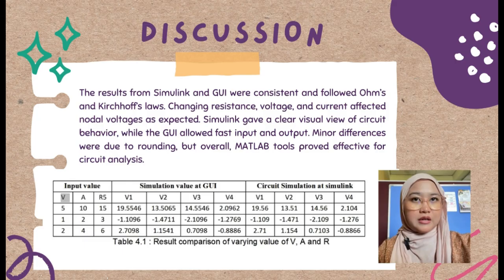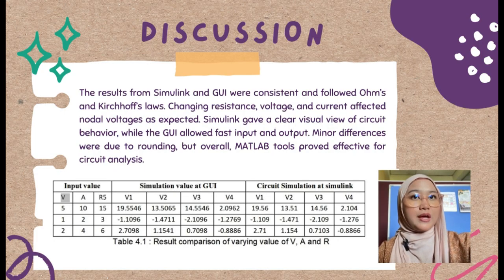One interesting observation was the effect of resistor 5. When the resistor value increased, the voltage drop across resistor 5 also increased, which influenced the voltage at the next node. In other words, a higher resistor causes more voltage drop, just as we expect. Also, when we increase the voltage source, the nodal voltage also increases, and when we adjust the current, it affects the overall current distributed in the circuit.